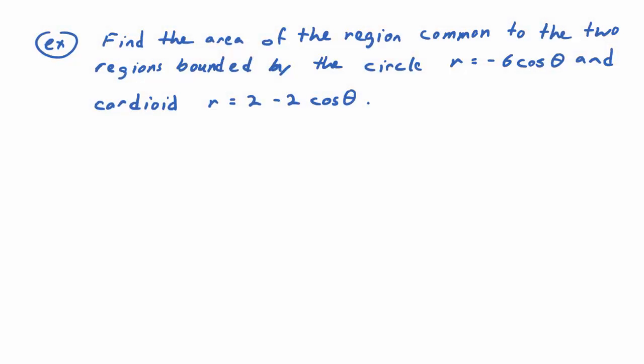Find the area of the region common to the two regions bounded by the circle r equals negative 6 cosine theta, and the cardioid r equals 2 minus 2 cosine theta. So we really do have to take our time graphing this thing. Before I graph the cardioid, let's talk about the fact that this guy is a circle. That may not look like a circle to you. So let's talk about this guy.